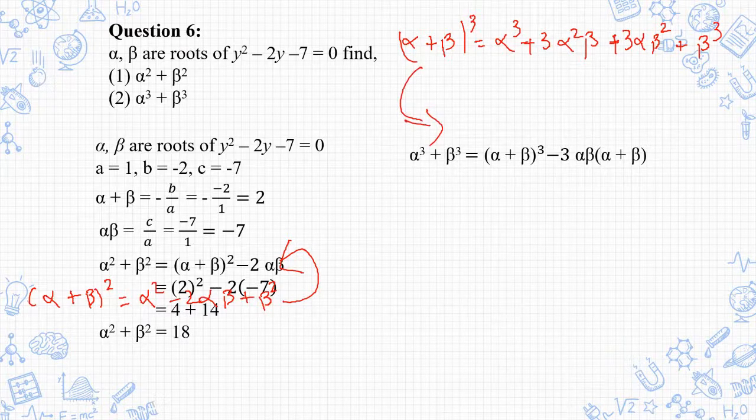Now we know the value of alpha plus beta and alpha into beta. Just substitute it. Alpha plus beta is 2, so 2 cube minus 3 into alpha into beta, which is minus 7, so we'll substitute minus 7. Simplify this and solve it to get the final answer, that is 50. So alpha cube plus beta cube is equal to 50.